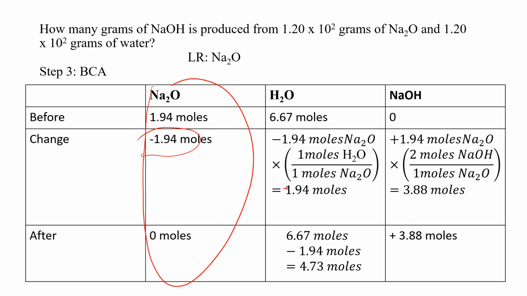So what I would do here is I would do 1.94 moles of sodium oxide multiplied by the mole ratio between sodium hydroxide and sodium oxide, which is 2 to 1, and that should give me 3.88 moles. So 0 plus 3.88, that will give me 3.88 moles of sodium hydroxide.